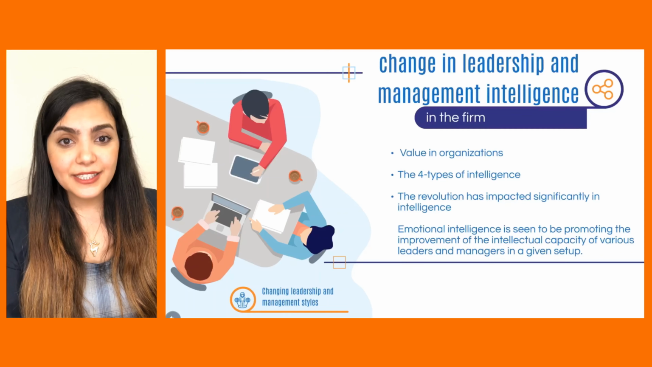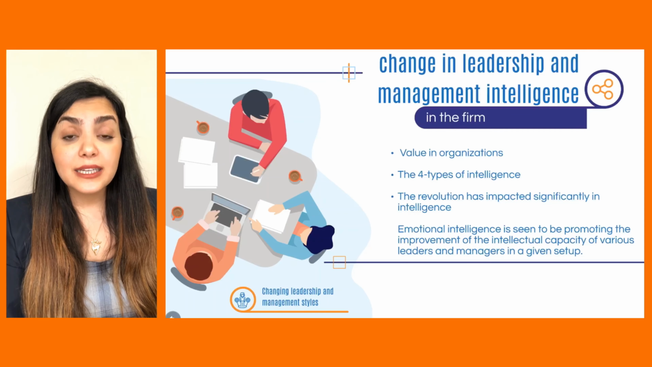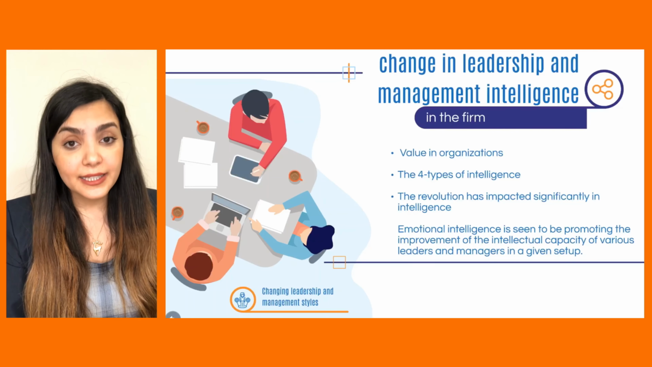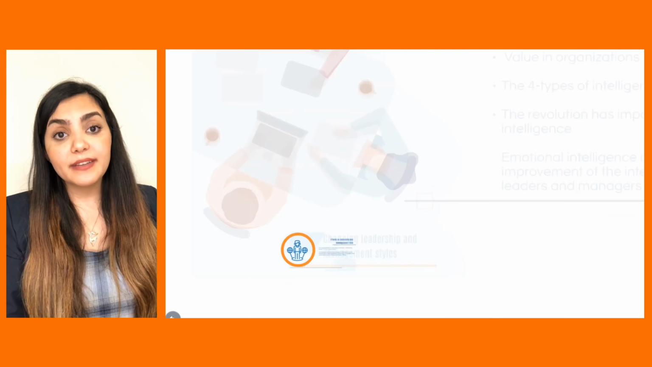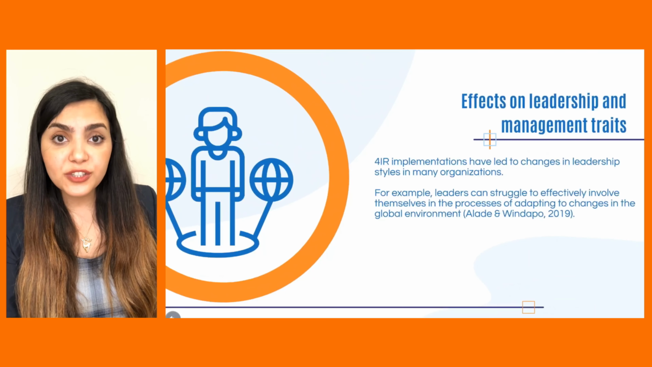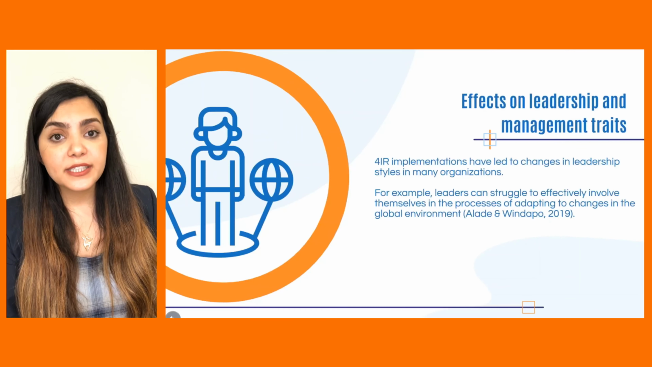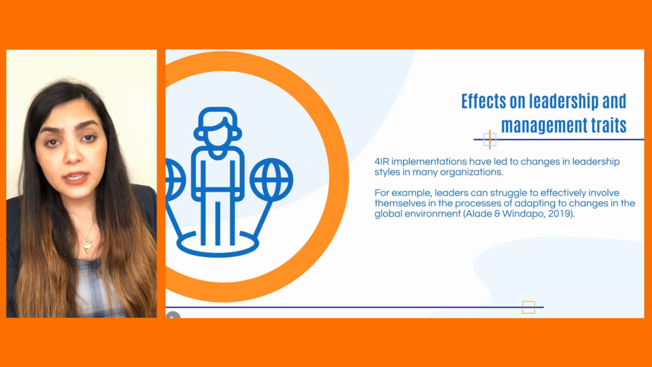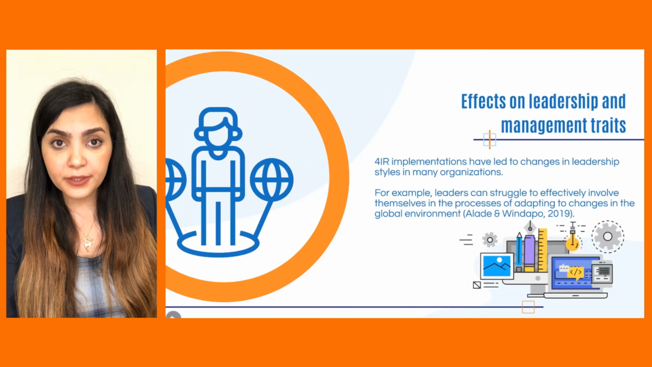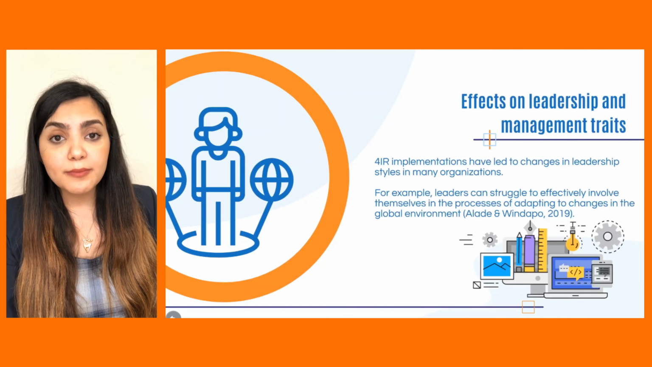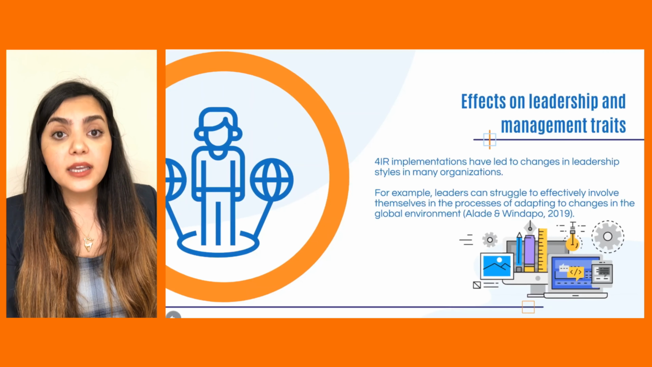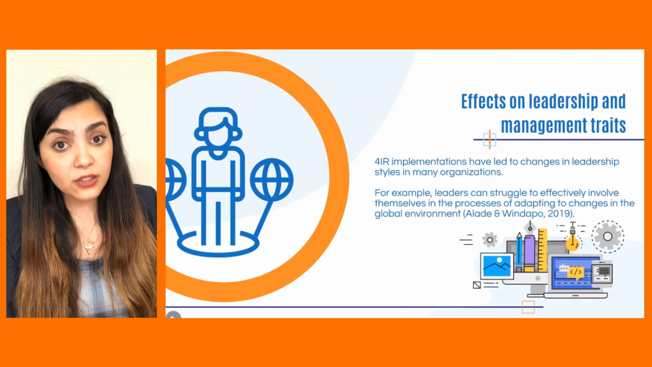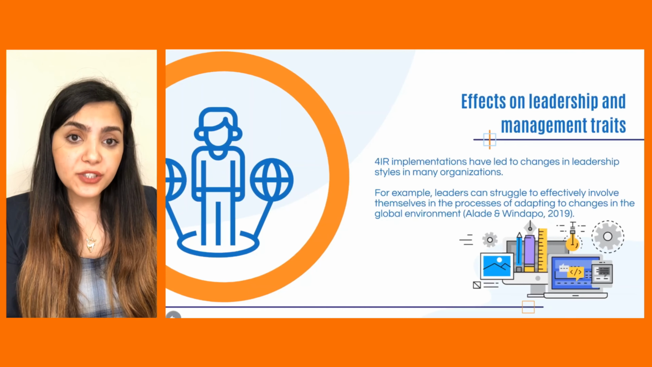Therefore, emotional intelligence is seen to be promoting the improvement of the intellectual capacity of various leaders and managers in a given setup. The fourth industrial revolution implementation has led to changes in leadership styles in many organizations since most of the services are attributed to digital ways. Therefore, the digitalization of the operations has some effects on both management and the leadership styles. It causes an overhaul of existing structure which allows the technology to contribute to the operations in the firm.